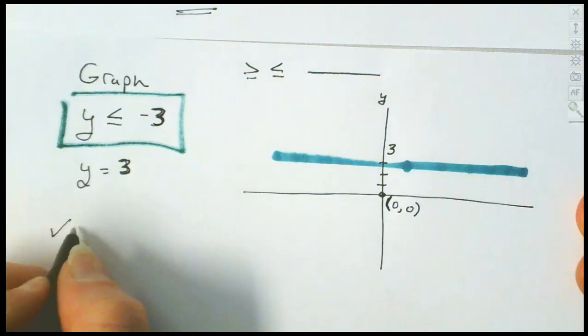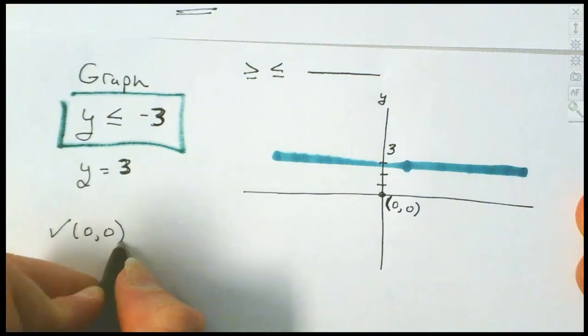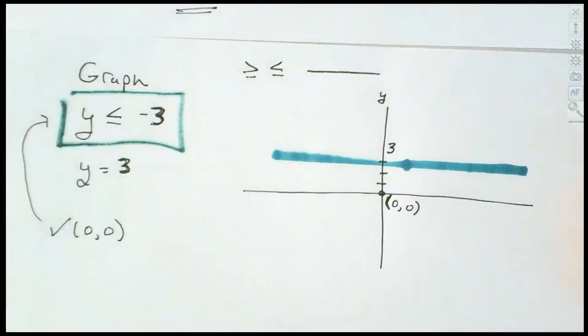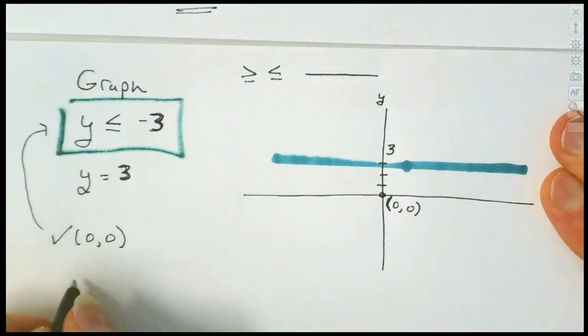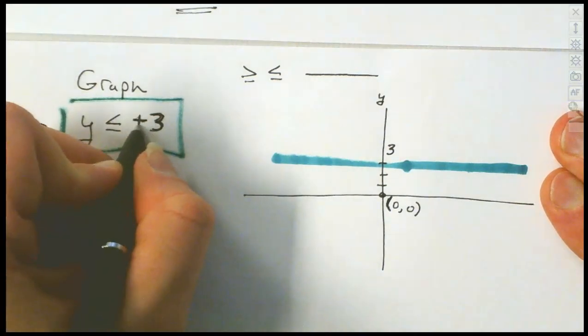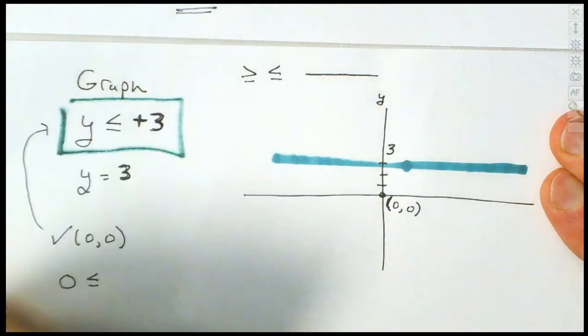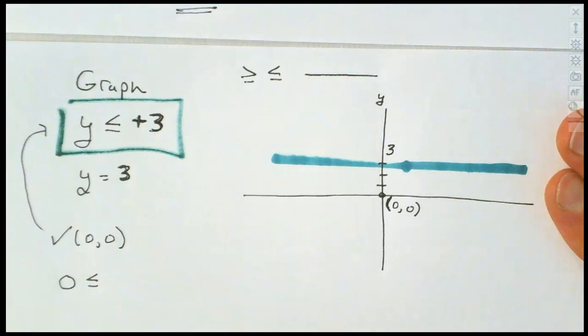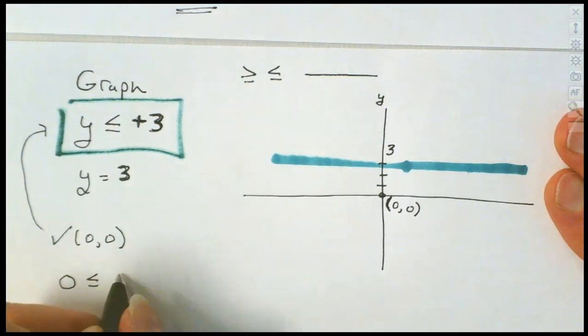And we're going to check that back in the original. All we have is the y part. We're just going to plug that 0, 0 in. So 0 is less than or equal to, well, let's make that positive 3. My mistake there. Sorry about that. Yep, I graphed it wrong. So let's make that a positive 3 there. So 0 is less than or equal to 3.